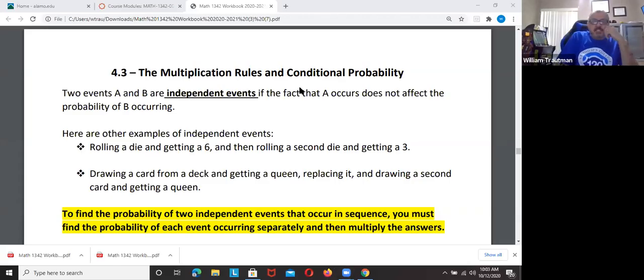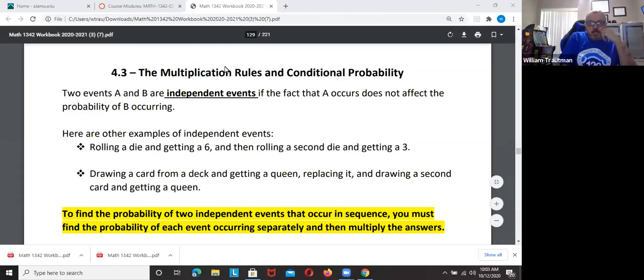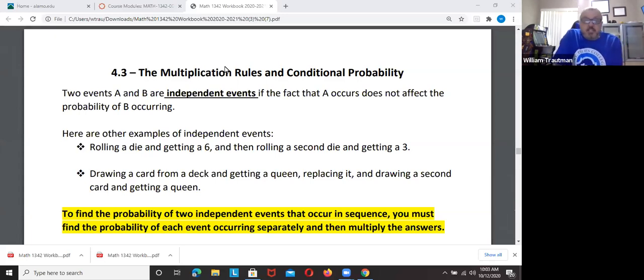Okay, everybody, this is section 4.3, multiplication rules and conditional probability. If you remember 4.2, where we did and/or logic, where and was the intersection of two sets, and or was a union, or a marriage, of two sets. So this is the multiplication rules.